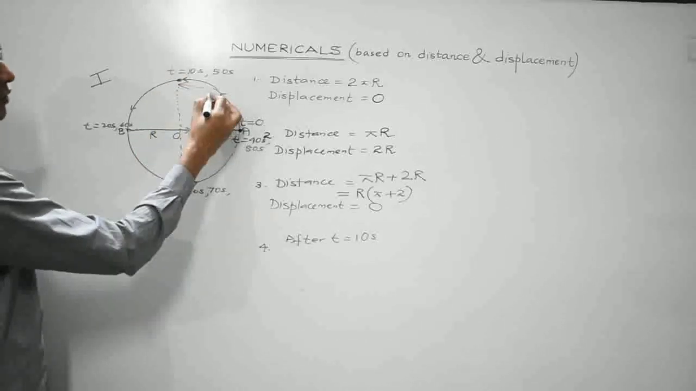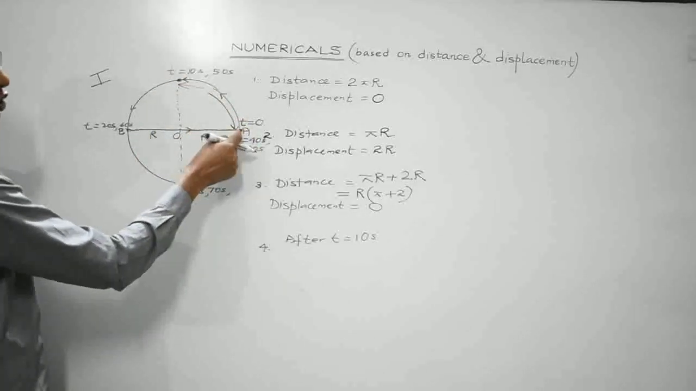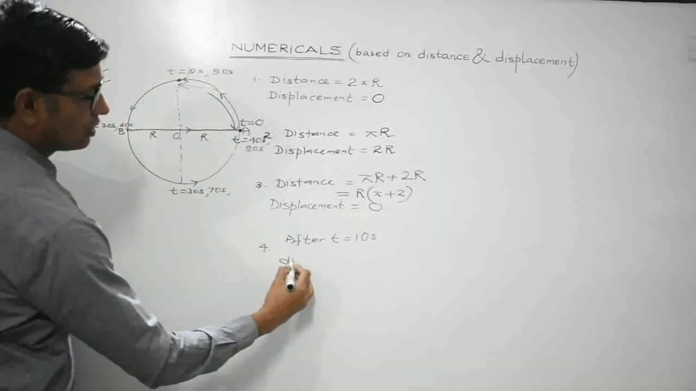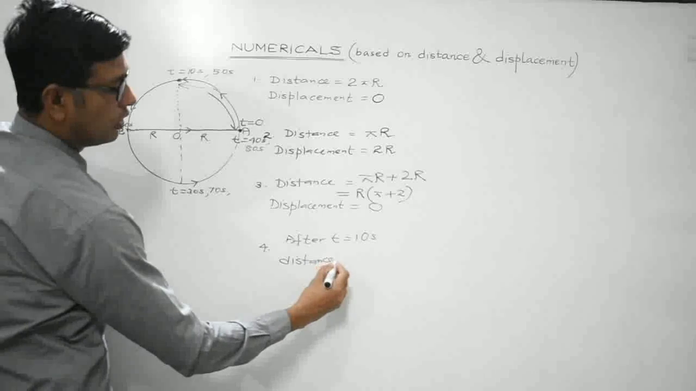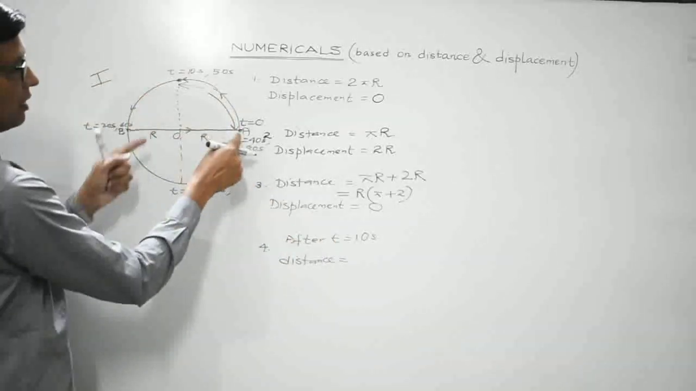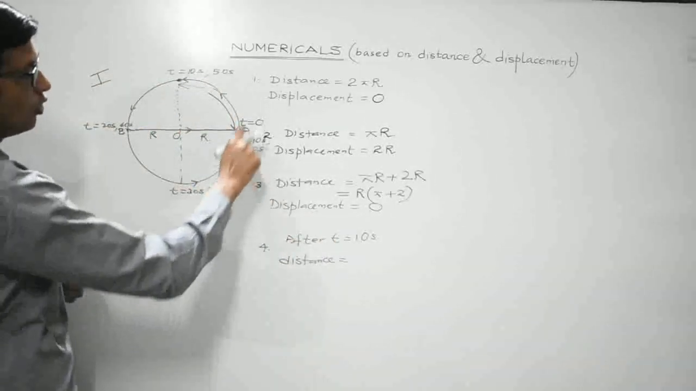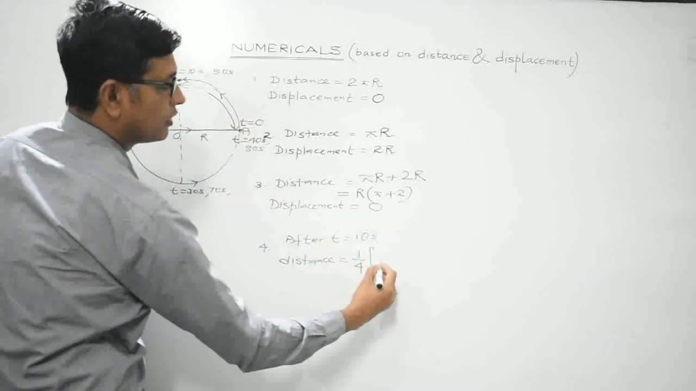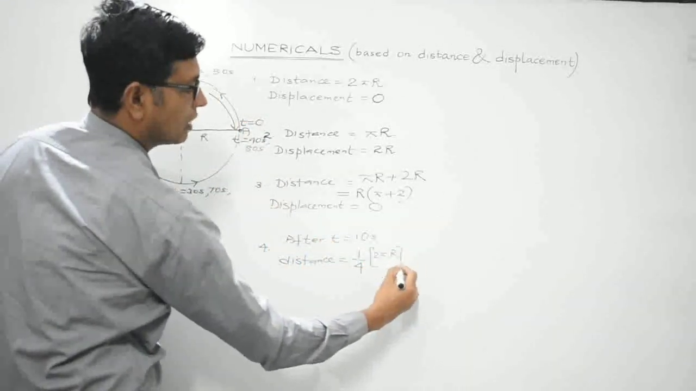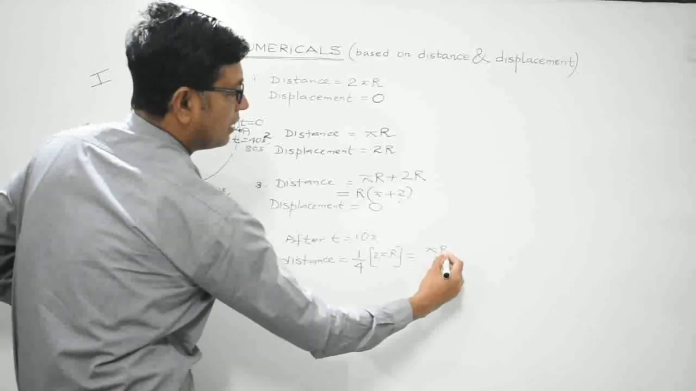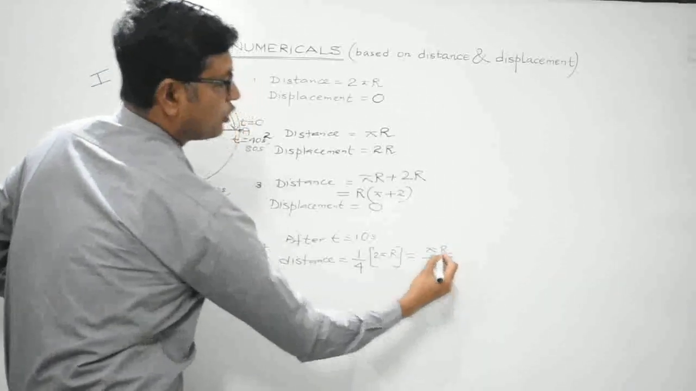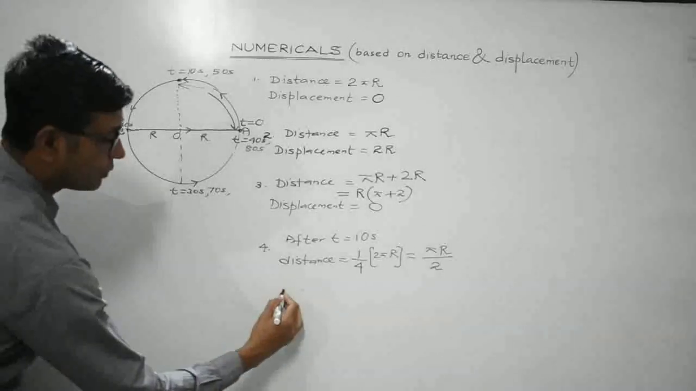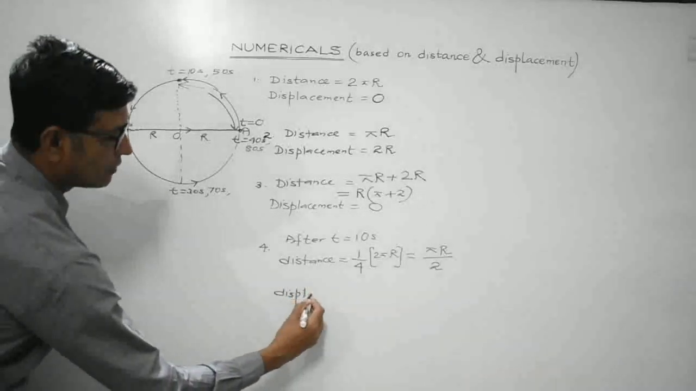So this will be the initial position and this will be the final position. And this is the length of the actual path covered. The length of the actual path covered will be the distance. So distance in this case would be equal to this part. It is 1/4 of the total circumference of the circular path. So it will be equal to pi r divided by 2. This will be the distance. Now what about the displacement after 10 seconds?